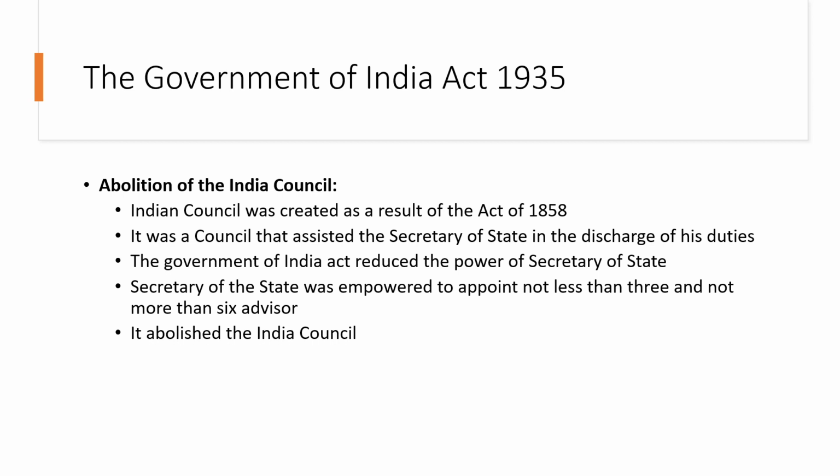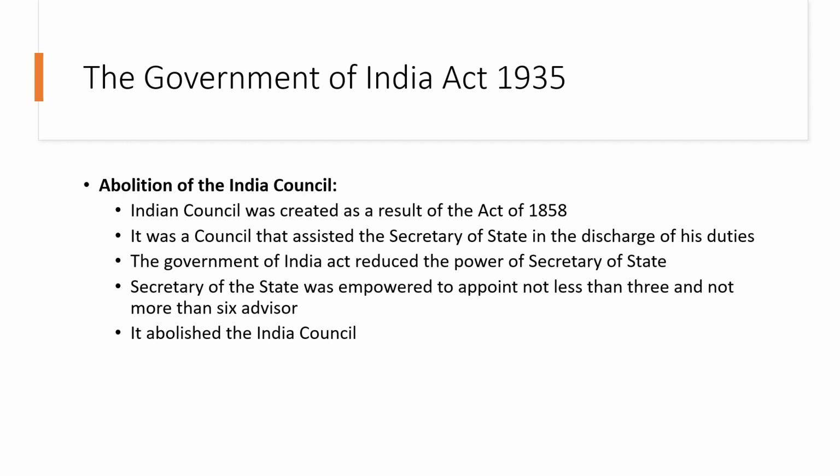Then students, the Indian Council that was created as a result of the Act of 1858 was abolished in the Government of India Act 1935. It was a kind of council that assisted the Secretary of State in the discharge of his duties. But the Government of India Act reduced the powers of the Secretary of State, and it gave all the powers to the Governor General of India.